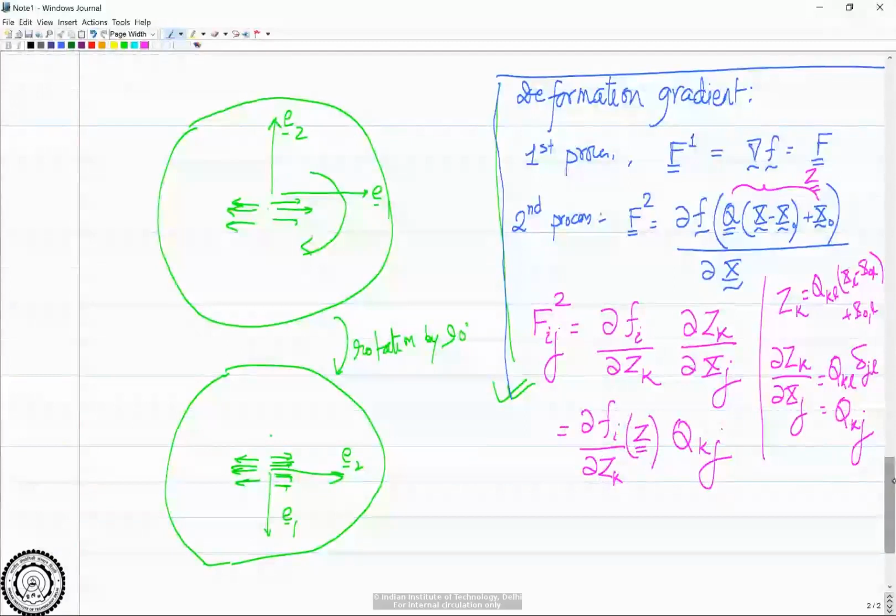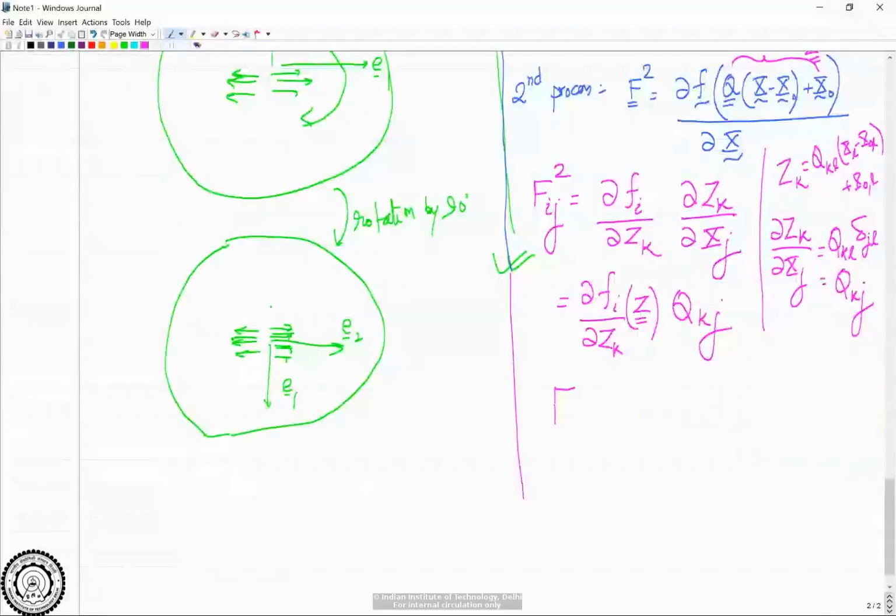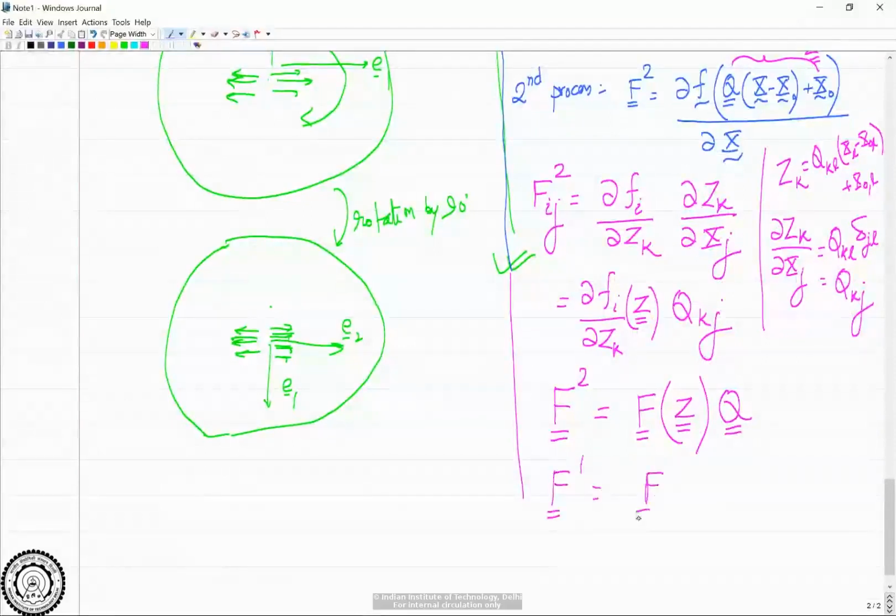And if you think of the tensor form, then big F2 is then, you see, this is the big F, but at Z into big Q. So that's your F2. And whereas F1 I'll write again, that was equal to big F of big X. Can you see this? So this is what the deformation gradient is.